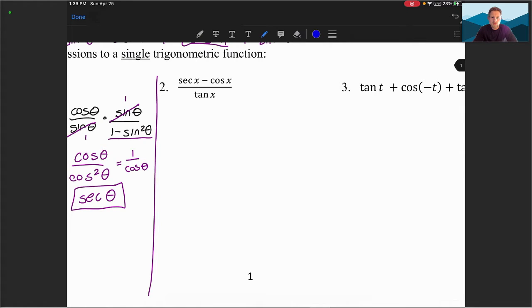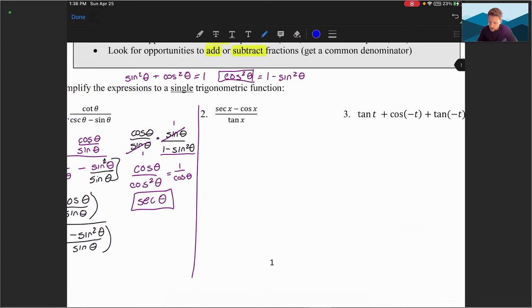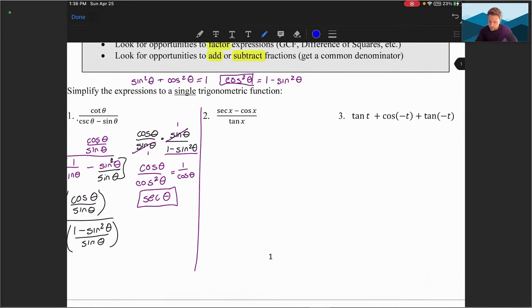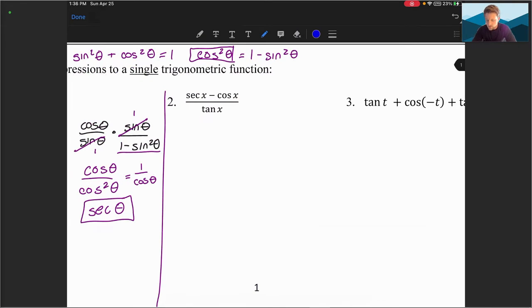Welcome. In this video, we will take a look at a second example with our trigonometric identities. Again, in this section, we are looking to express each of these problems as a single trigonometric function. So let's consider some of our identities that we could use for number 2.